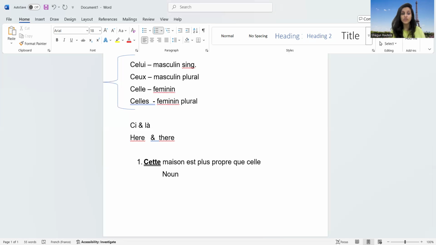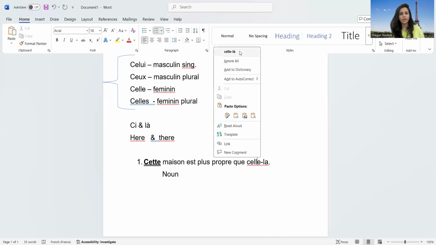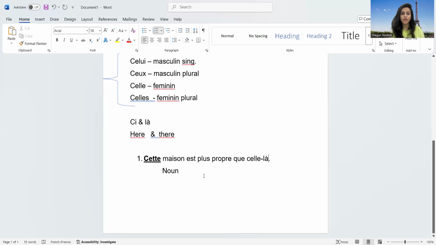And there is also a rule that you need to remember, the ci and là. It comes with pronouns, okay? But when to write ci, when to write là. If the sentence ends with a blank, understand it, okay? If the sentence ends with a blank, you will always write là with the pronoun. Okay, so celle-là. This house is cleaner than that one there. Okay, so that's our first rule. In the first blank, I'm going to write an adjective. In the second blank, I'm going to write the pronoun. Okay. So if I talk about the noun for the very first time, adjectives are going to come. Okay, so that's our first rule.